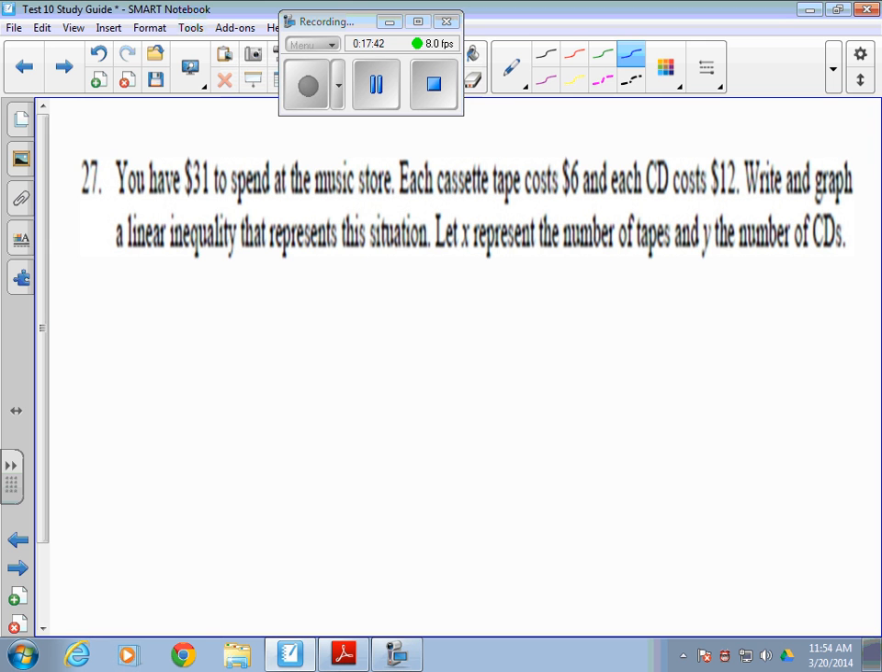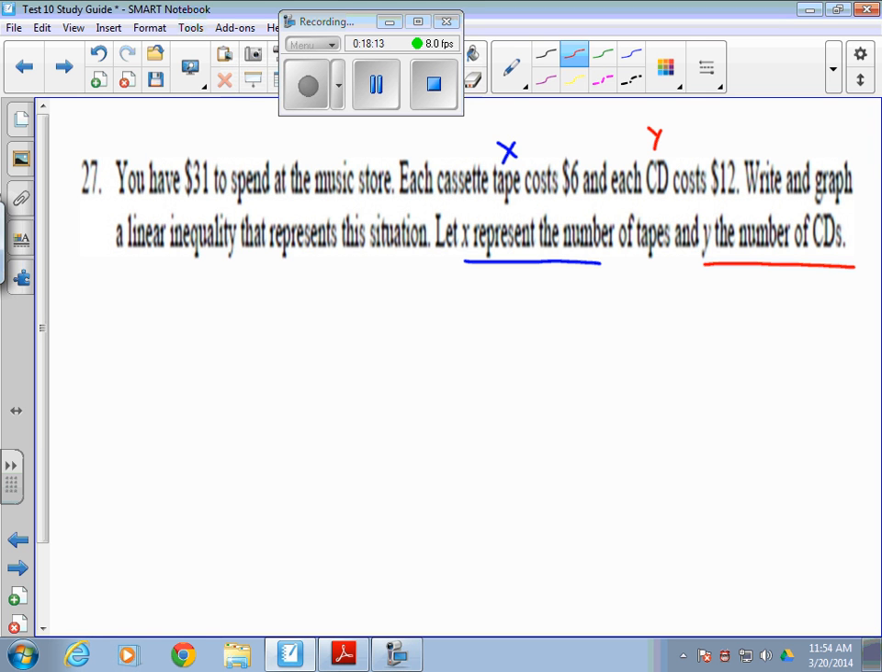27 says you have $31 to spend at the music store. Each cassette tape costs $6 and each CD costs $12. Write and graph a linear inequality that represents this situation. Let X represent the number of tapes and Y the number of CDs. So in order to write a linear inequality, it says let X represent the tapes. So tapes are X, and Y the CDs.